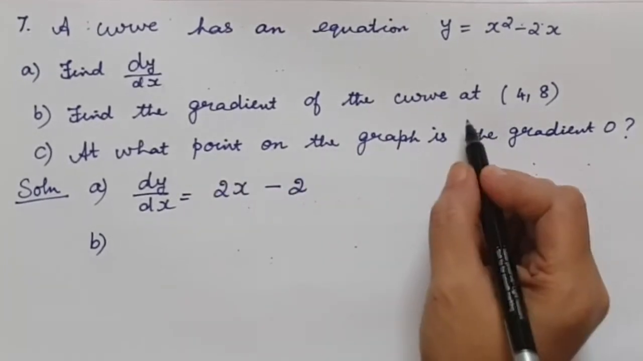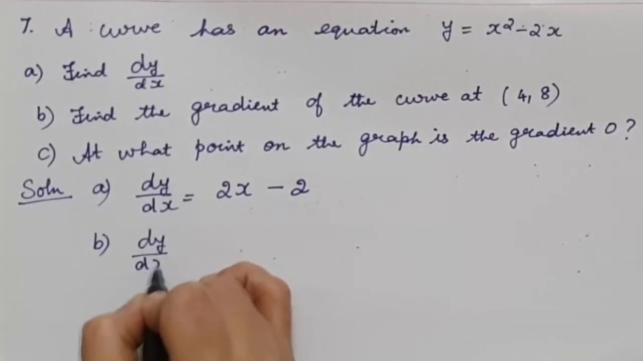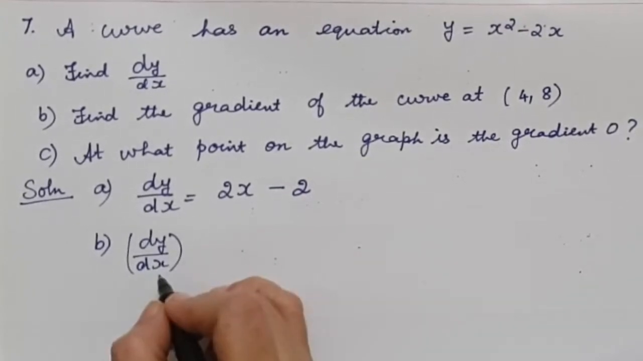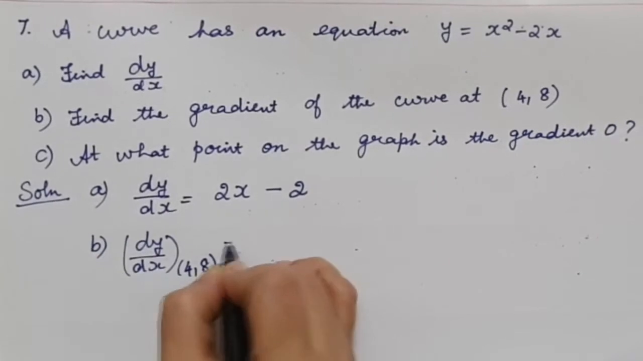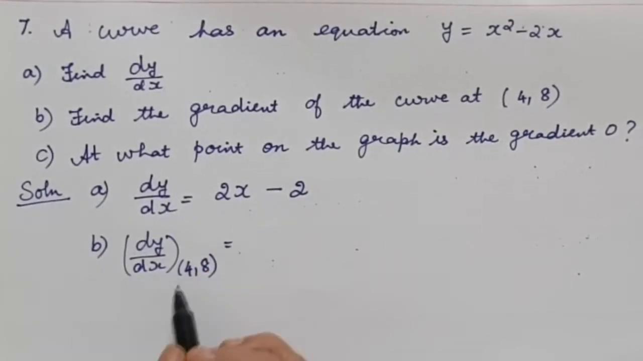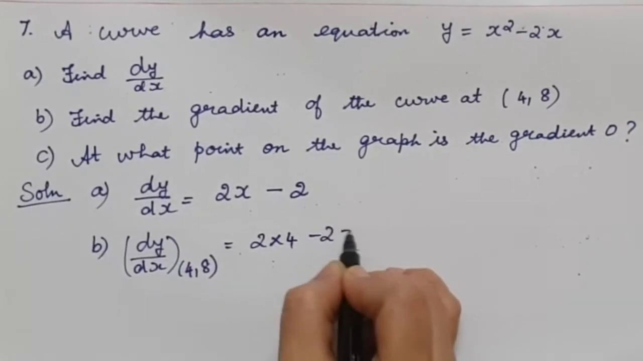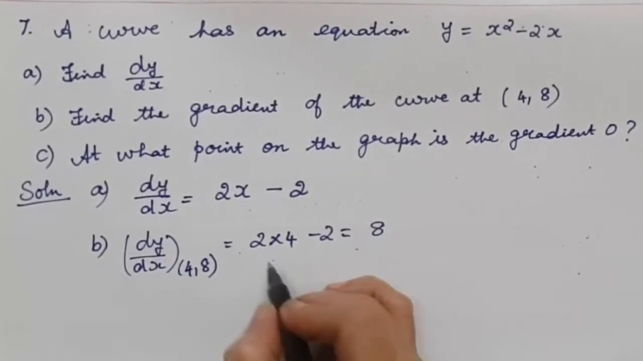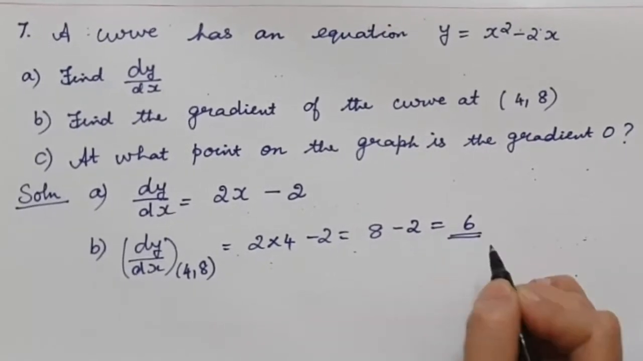Now our B part. We need to find the gradient of the curve at 4, 8. The gradient is nothing but dy by dx. So we are finding the gradient at 4, 8. Here we have only an x value. X is 4. So replace x as 4: 2 times 4 is 8, minus 2. So the gradient is 6.